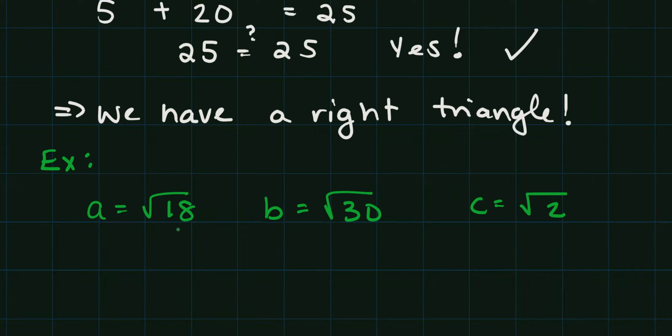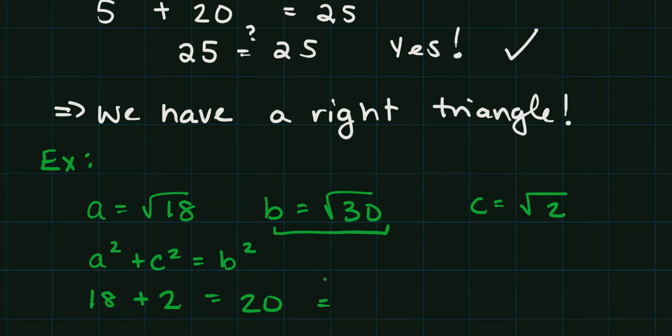Let's say you got these three measurements for your sides. Well, you can see that 18 and 2 are less than 30, so again, this would be the biggest side. And you would say, okay, is A squared plus C squared equal to B squared? Well, A squared is 18, and if I add this one squared, that would be 2, which is 20. Is that equal to this side squared, which is 30, which is not true? So you see that you didn't get 30, which tells you you wouldn't have a right triangle.